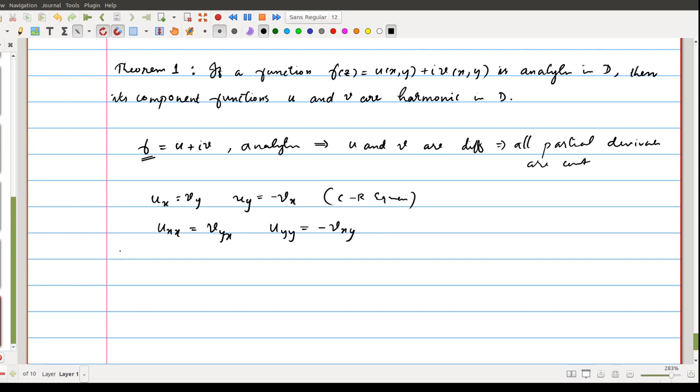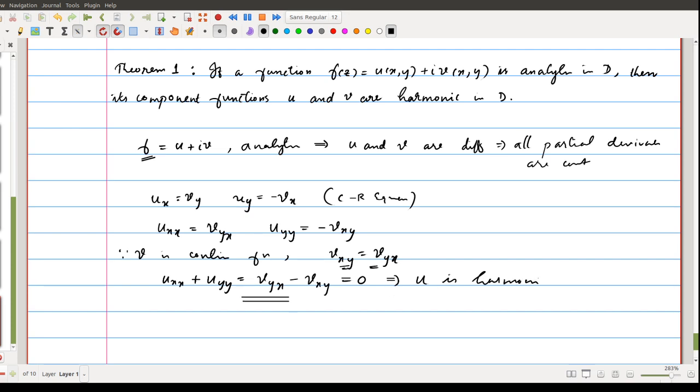But we know that since v is a differentiable function, it is a continuous function, so we have vxy is the same as vyx. This is Fubini's theorem. You might have seen this theorem in your second or third semesters, and from this you can say that uxx plus uyy is equal to vyx minus vxy. But we know that these two things are the same, so this is equal to 0, which implies u is harmonic. U is a harmonic function.